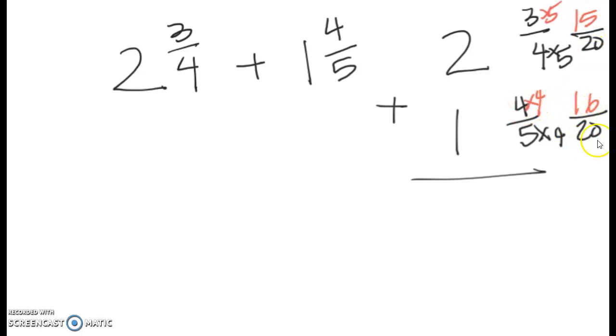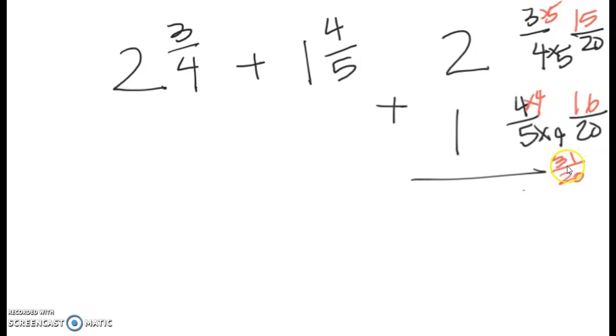Okay, so now we have the same denominator. So now we can add them straight down. So we have 15 plus 16. Okay, I know 15 plus 15 is 30, plus 1 more is going to give me 31. So 31/20. Okay, 31/20. The only thing I challenge you here is you guys have to note 31 is too big.